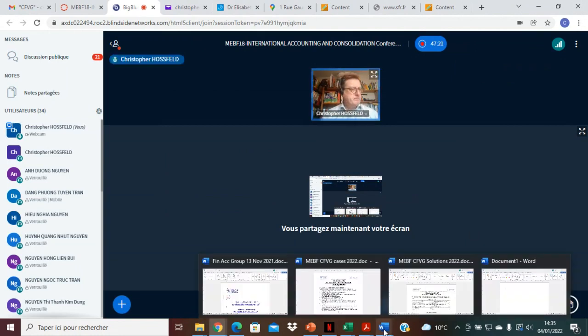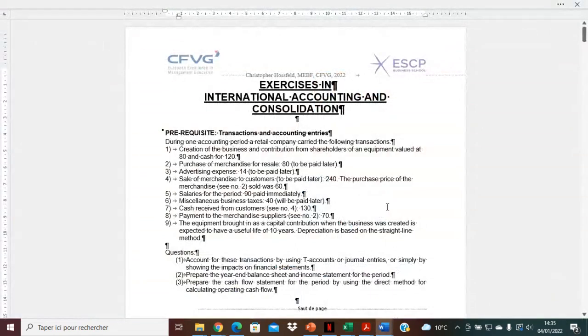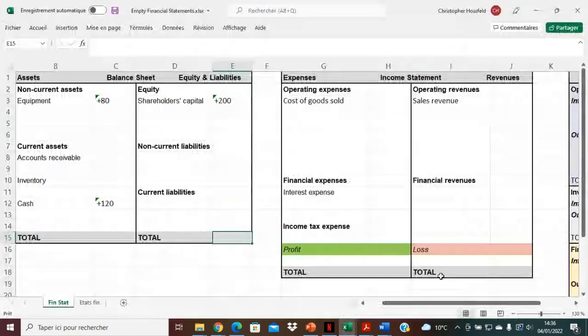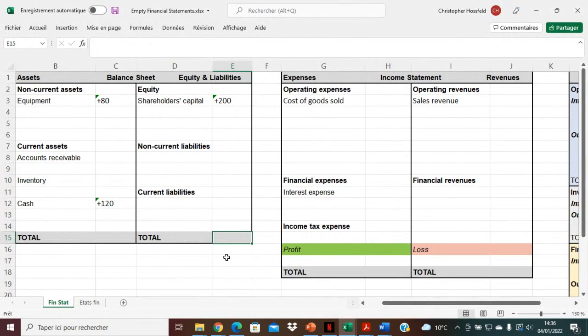Okay, so let's continue to work on the case, and we have the second transaction here, which is purchase of merchandise for resale, 80, which are paid later. Okay. So how does this transaction affect our accounting equation? Well, first of all, merchandise for resale means we are buying products.